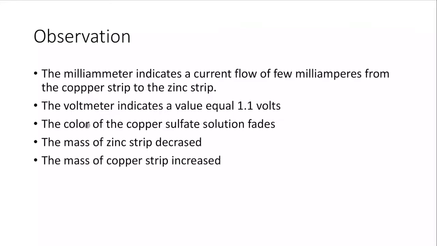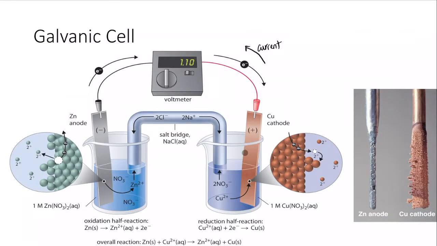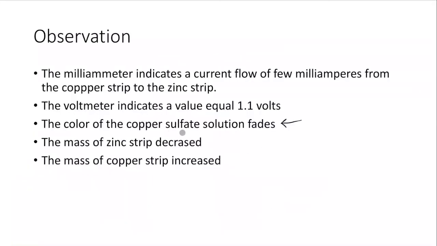Now here's something interesting. The color of the copper sulfate solution fades. As we noticed, the copper sulfate solution has a blue color. This is blue. And the blue color of the copper sulfate starts to fade. This means that we don't have as much Cu2+. The Cu2+ ions are decreasing. Okay, we'll talk about it. So the mass of the zinc strip decreased and the mass of the copper strip increased.